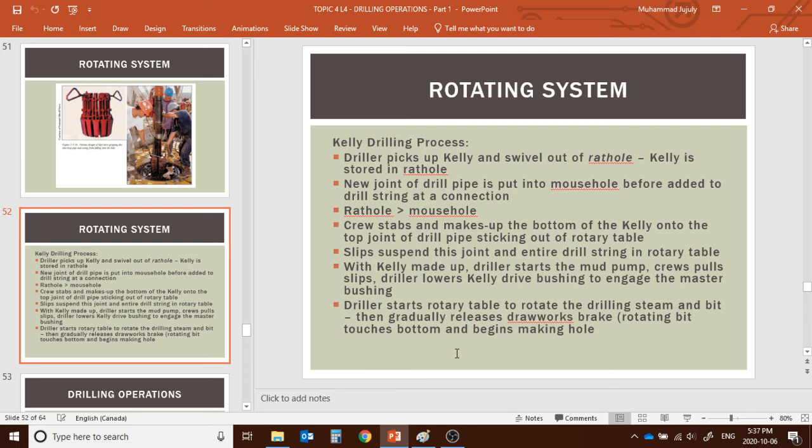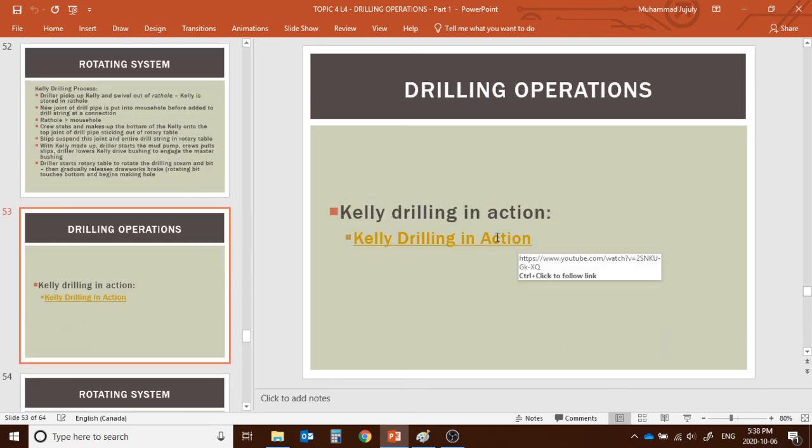Okay, when the Kelly has been made up and everything is set up, the drillers start the mud pump. Crews pull up the slips, and then the driller lowers the Kelly and engages the master bushing, and it starts to rotate. The driller starts the rotary table to rotate the drill stem and the drill bit, and begins making the hole. If you watch this YouTube video, you will find all the processes we have discussed. You can see how it works.